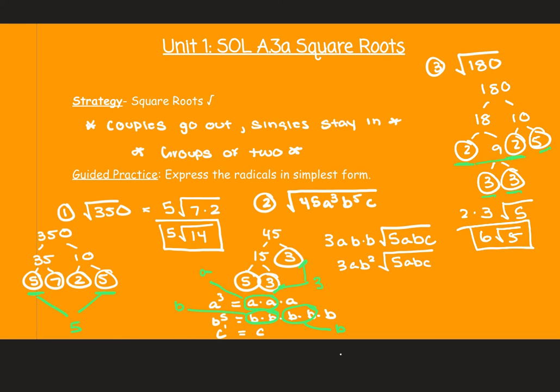So I see that I have 2 2s, which makes a group of 2. And I have 2 3s, which makes a group of 3. So that goes outside of my radical. And my 5 stays underneath of my radical because it is a single.